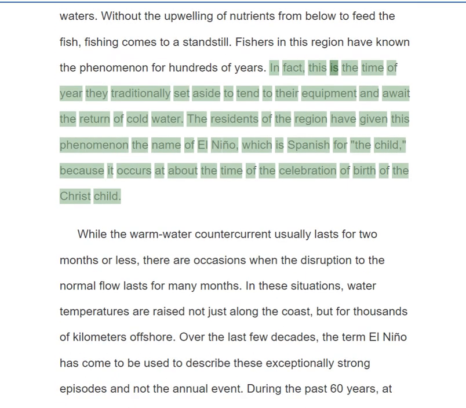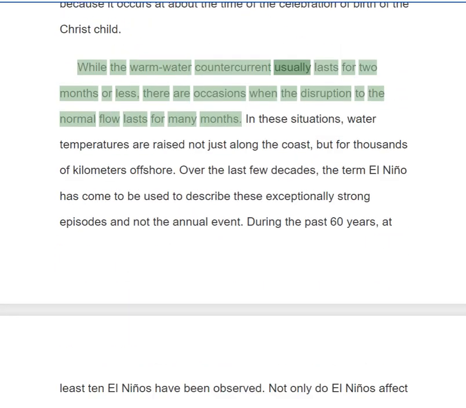In fact, this is the time of year they traditionally set aside to tend to their equipment and await the return of cold water. The residents of the region have given this phenomenon the name of El Niño, which is Spanish for the child, because it occurs at about the time of the celebration of birth of the Christ child. While the warm water countercurrent usually lasts for 2 months or less, there are occasions when the disruption to the normal flow lasts for many months.